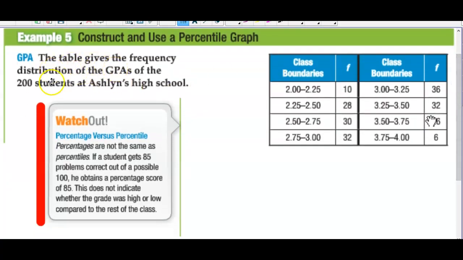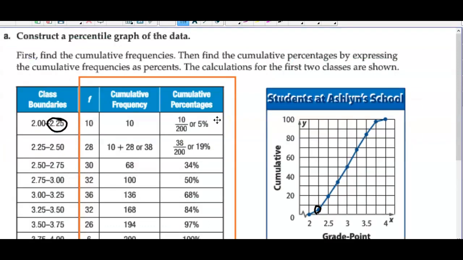It says the graph gives the frequency of the distribution of GPAs of 200 students at Ashland School. Be very, very careful. Percentage is not percentile. So if you get an 85 out of 100 on a test, you have an 85%, but that doesn't mean you're in the 85th percentile, because it's not indicating how you performed compared to the rest of the class. It could be that your 85% was in the 40th percentile. Maybe everybody did better than that. So percent and percentile are not the same thing.